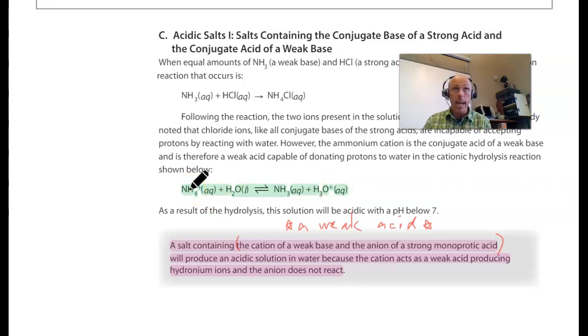These are going to be the anions of strong acids: bromide, chloride, iodide, nitrate, perchlorate, or sulfate. So, all right, our book says a salt containing the cation of a weak base and the anion of a strong monoprotic acid, in other words, a salt that doesn't have a weak base also, that just has a weak acid as its cation, will produce an acidic solution in water because the cation, as we see above in green, acts as a weak acid producing hydronium, and the anion does not react. The anion doesn't react at all with water.